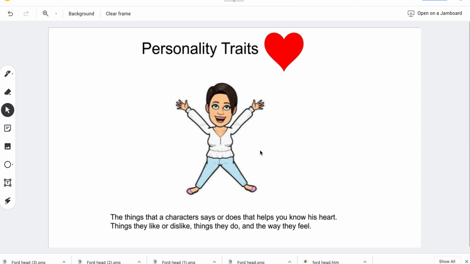So personality traits, now these are things that you're going to have to think a little bit more about. Remember, it's things that they like or dislike, things that I do, and the way that I feel. Okay? So what have you learned about my heart? And you're going to write a sticky note here about a personality trait that you've learned about me in this whole first 9 weeks. Okay? So your job is to create one physical trait and one personality trait about your teacher. Sound good? All right. I can't wait to see what you guys come up with.